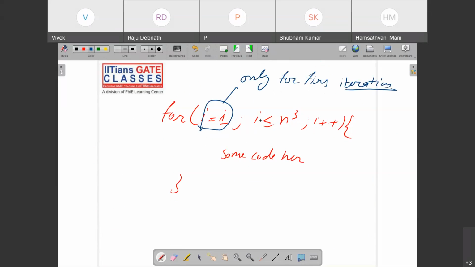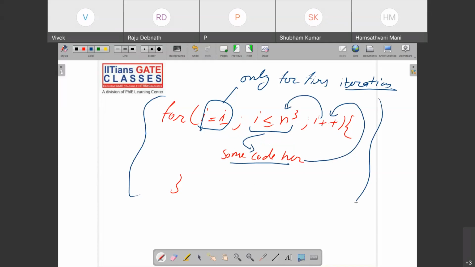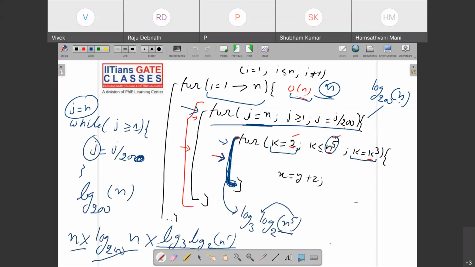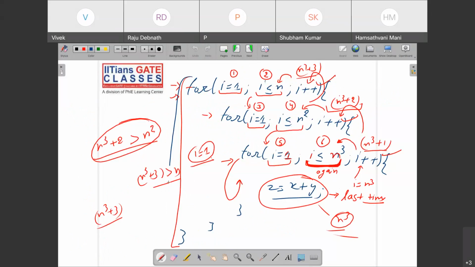Then it will check this condition. If this condition is satisfied, it will go inside and execute the code here. Then it will go back and execute this I++. Again, it will check the condition, execute the code, do I++, check the condition, execute the code. This is how the for loop execution is done, right? And that's what we did here. I hope this explains the things.